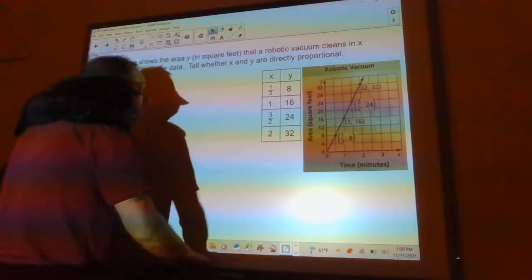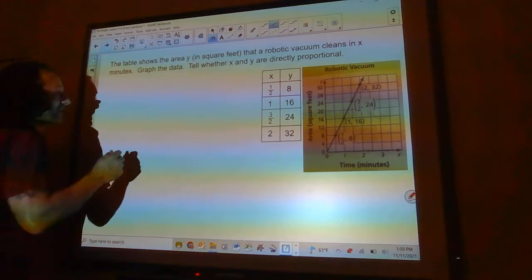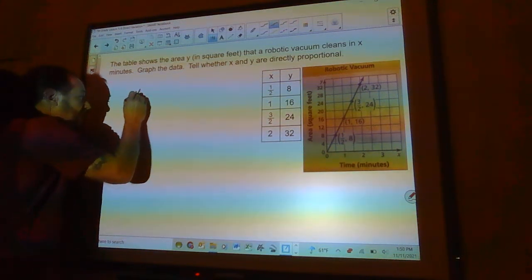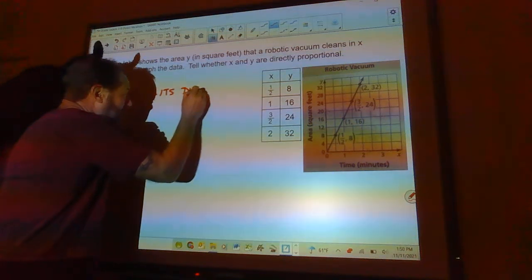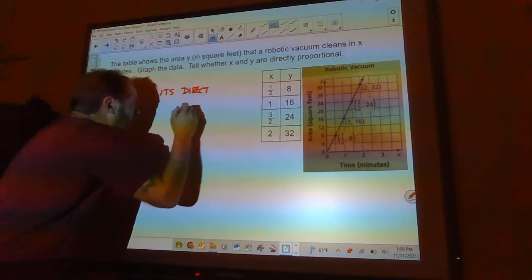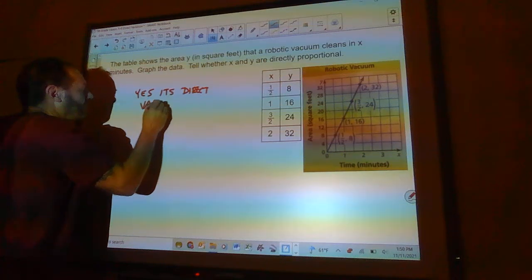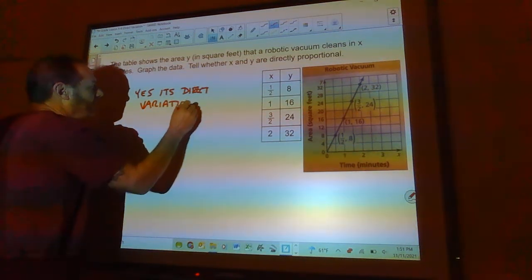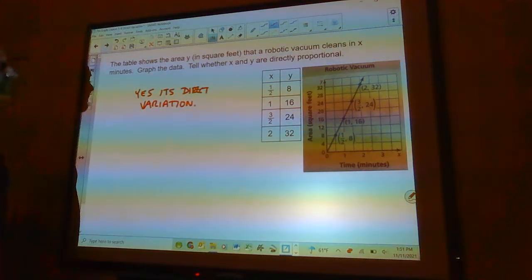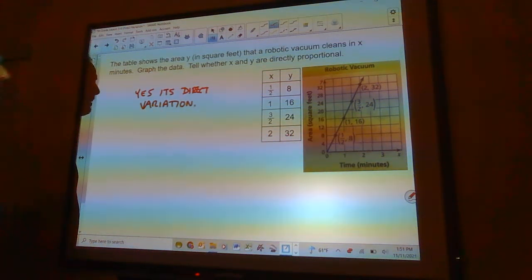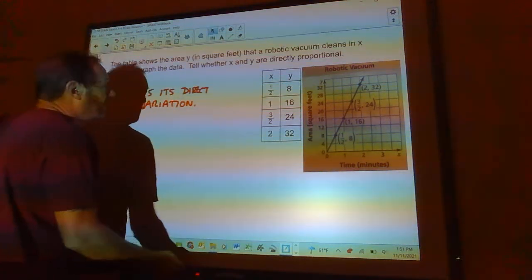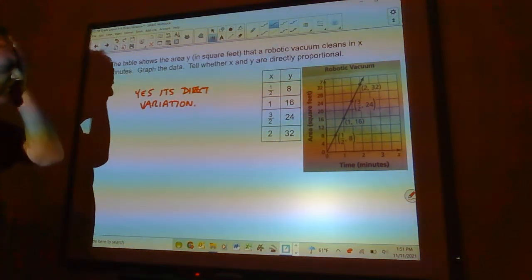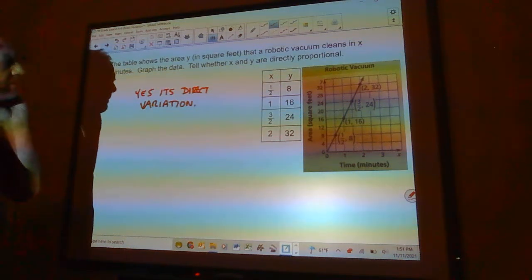You can see, and the answer is yes. It's direct variation. Okay, it goes through the origin. So they are directly proportional. Okay. So there's another way you can tell they're directly proportional as well.